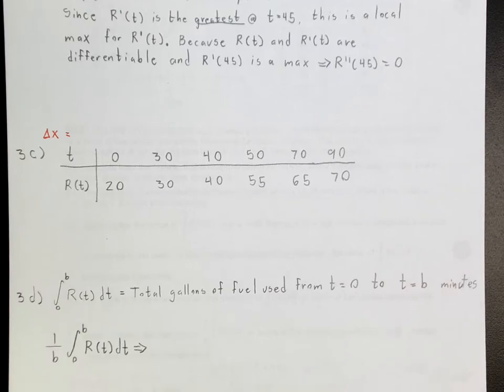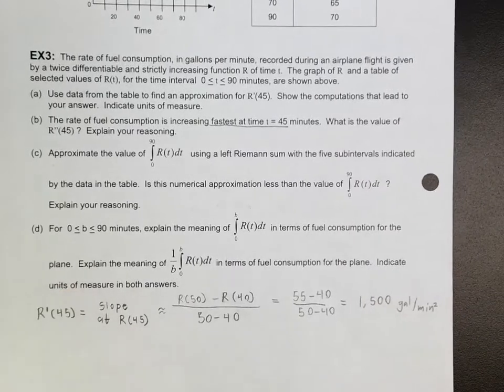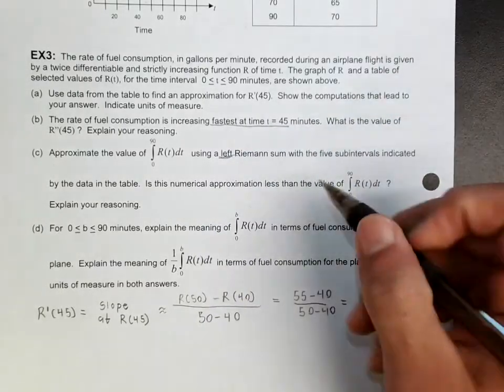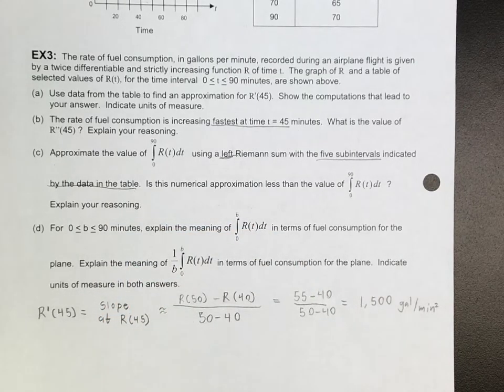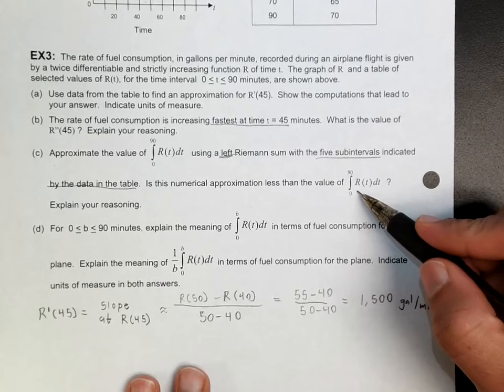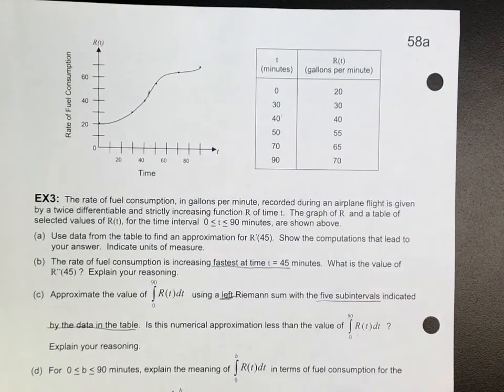Now on the next one, on 3c, let me bring 3c back here. We're trying to approximate the value of the integral between 0 and 90 of r of t dt using the left Riemann sum with 5 intervals indicated by the data in the table. Is this numerical approximation less than the value of the integral? If you're doing this with calculus, is a Riemann sum that we're about to do less or more? First let's go ahead and draw this picture.